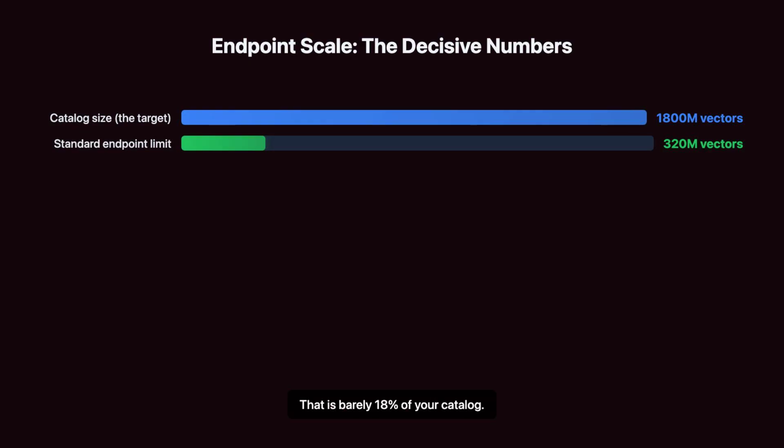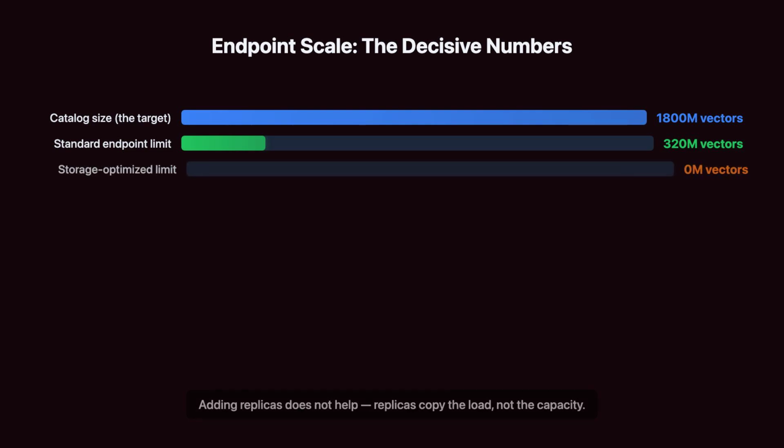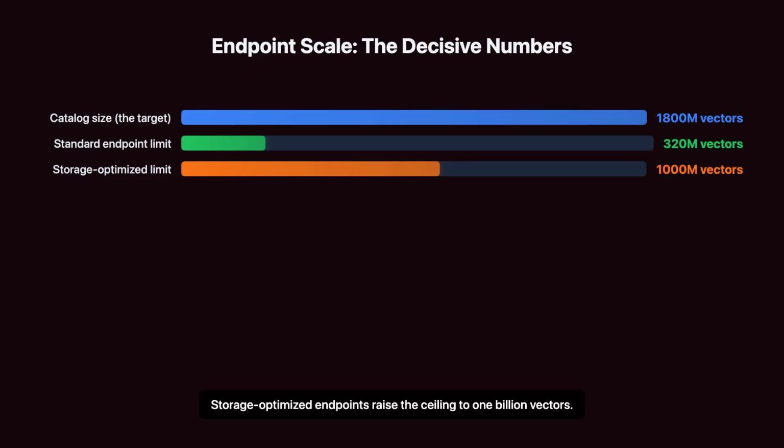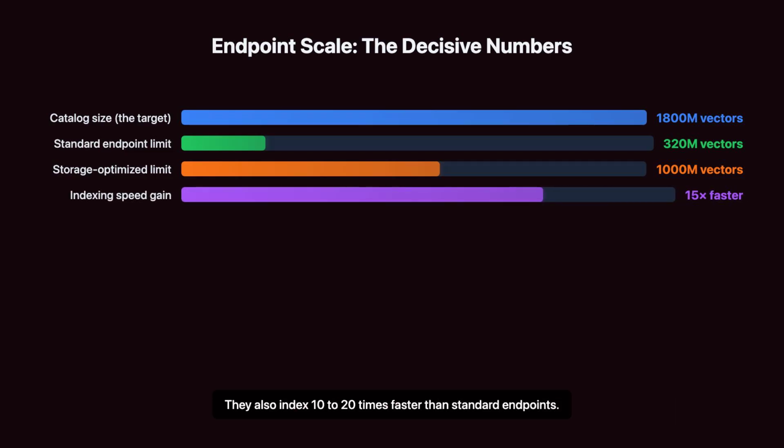That is barely 18% of your catalog. Adding replicas does not help. Replicas copy the load, not the capacity. Storage-optimized endpoints raise the ceiling to 1 billion vectors. They also index 10 to 20 times faster than standard endpoints. During peak catalog refresh windows, that means minutes instead of hours. The bars show it clearly. Standard falls way short. Storage-optimized is the only endpoint type built for this scale.